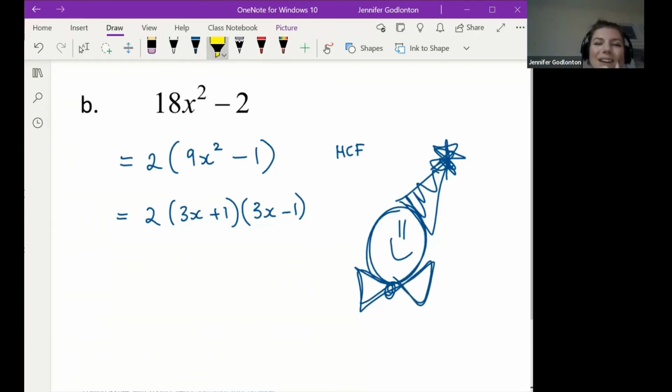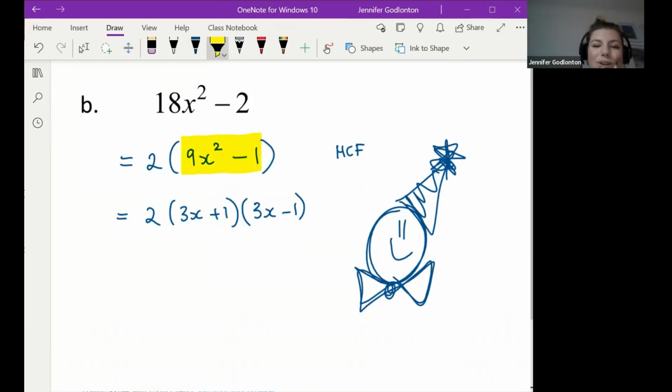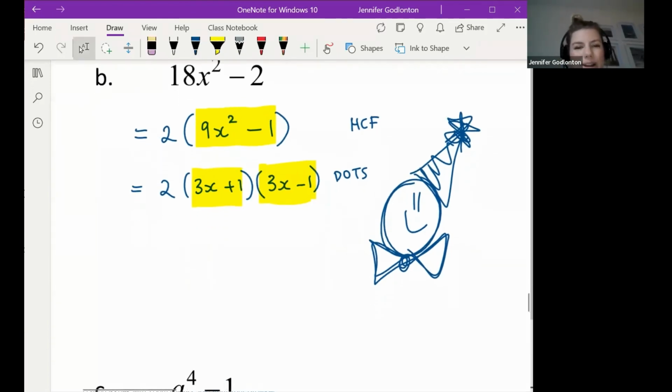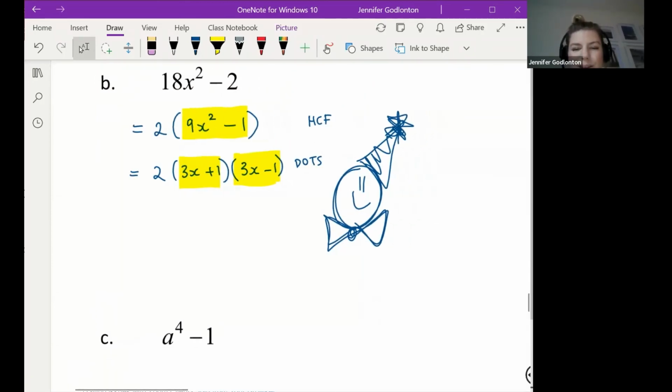Nice job. Okay. So here we were able to see that this is also a DOTS situation, which gave me those two brackets over there. So my first step was highest common factor and my second step was DOTS. Let's look at the next one. I'm very curious to see who I can trick with this one. I'll try and leave both up on the screen in case anyone's still busy.